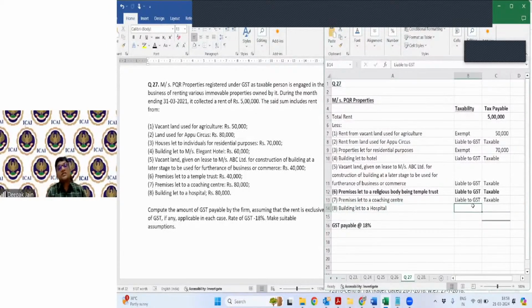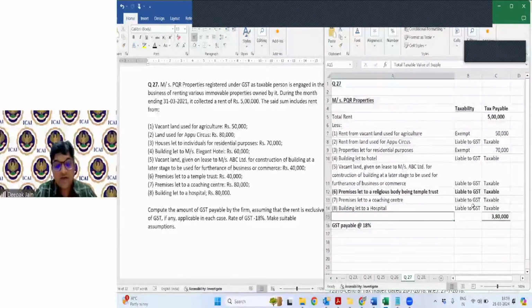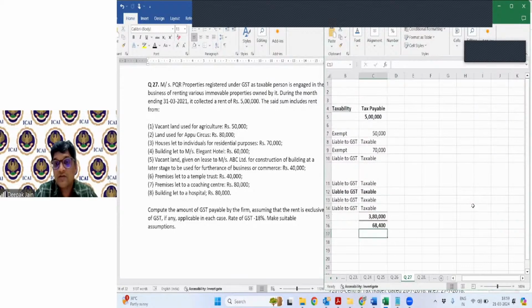Healthcare services provided by a healthcare provider are exempted, but services provided to a healthcare provider are taxable. So renting of immovable property to a hospital is taxable. So what I've done, from 5 lakh, I have reduced whatever is exempted, which will give me the actual taxable value. So the taxable value of supply is 3,80,000, GST payable at 18% is 68,400.